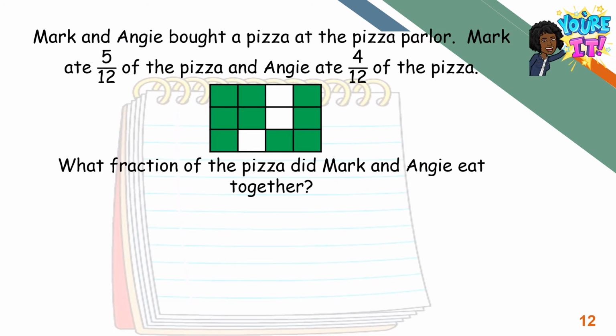Here's another one. Mark and Angie bought a pizza at the pizza parlor. Mark ate 5/12 of the pizza and Angie ate 4/12 of the pizza. What fraction of the pizza did Mark and Angie eat together? Pause the video and work it out.